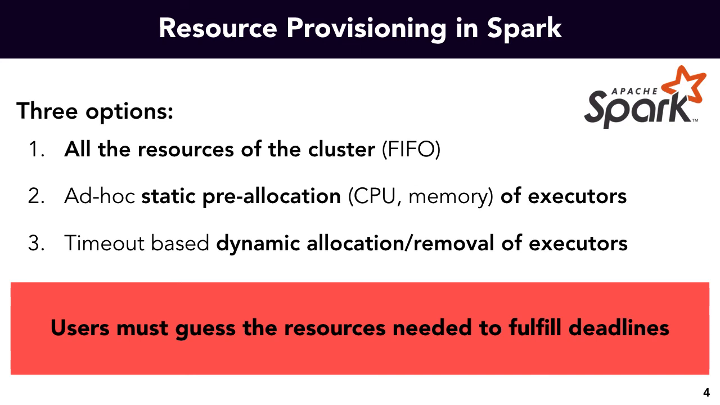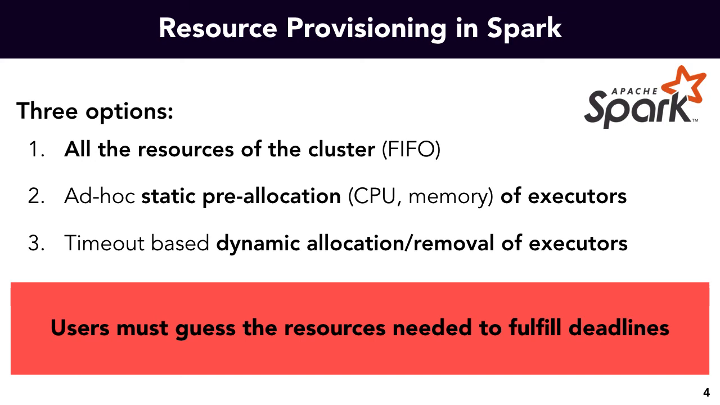Resource provisioning in Spark can be defined in three different ways. So the user can either do nothing and use the default option, in which all the resources are allocated to the first application in the queue. Second, users can configure the system to use a specific number of executors with a specific static allocation of CPU and memory. Third, users can also use a more dynamic and automatic way in which they set the maximum and the minimum number of executors to use, and then, using timeouts, Spark automatically removes or increases the number of running executors.